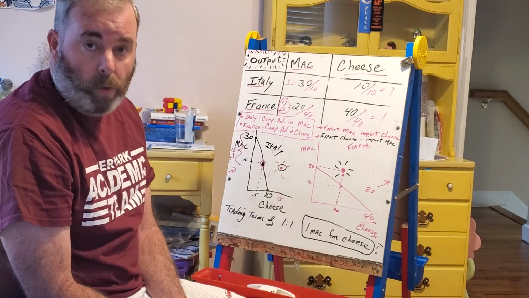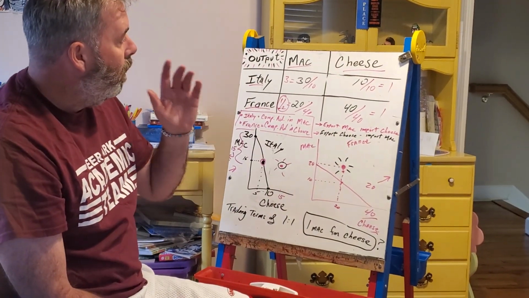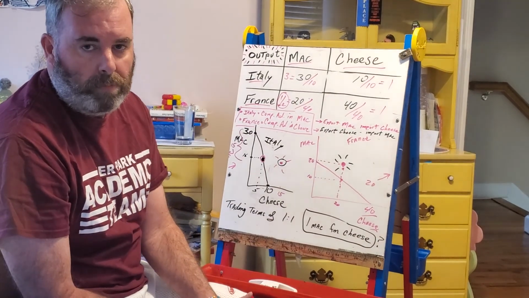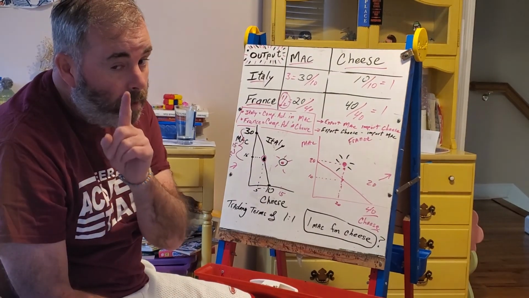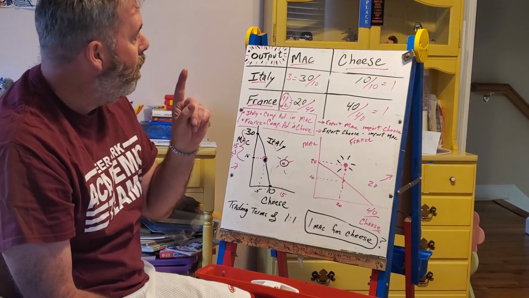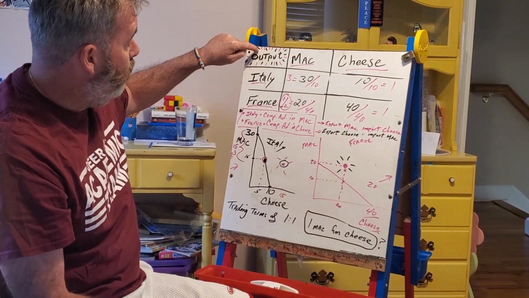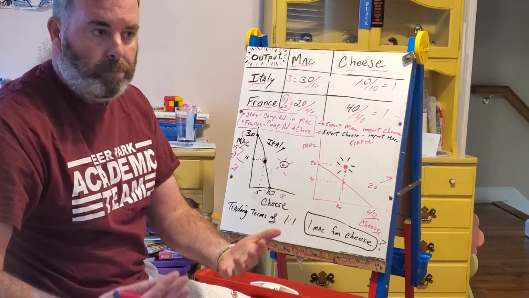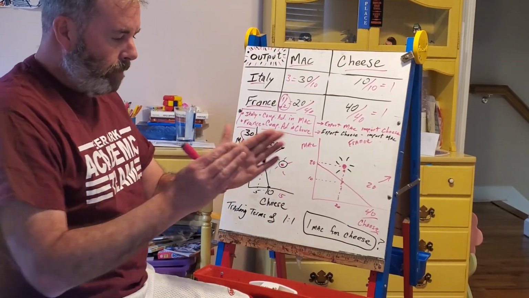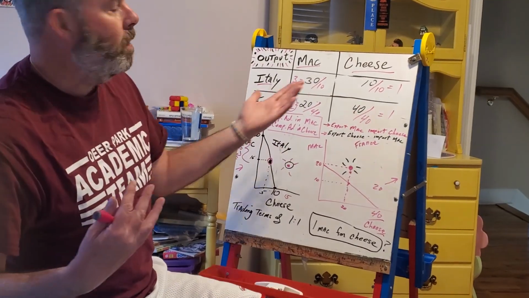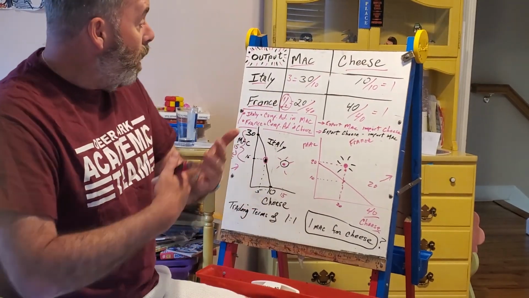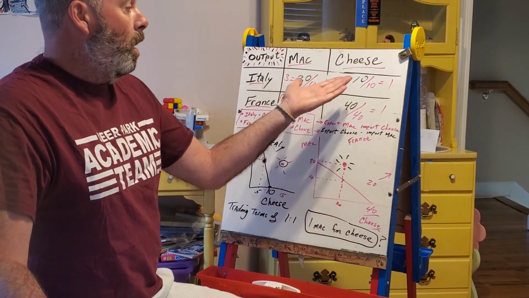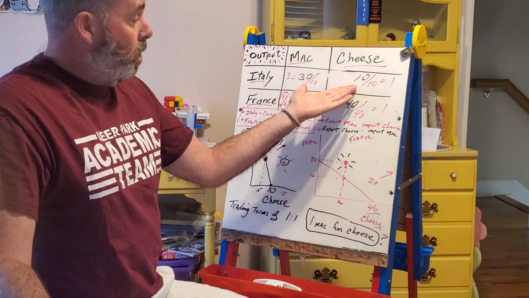So really quick, a quick wrap up. Most of the problems on the AP exam are output problems, but sometimes they're input problems, and I'm going to do that now, but let's just reiterate. This was an output problem. This means that in any one work period, as long as it's constant for both countries, let's call it a work day, at best, Italy can produce 30 units of mac or 10 units of cheese.